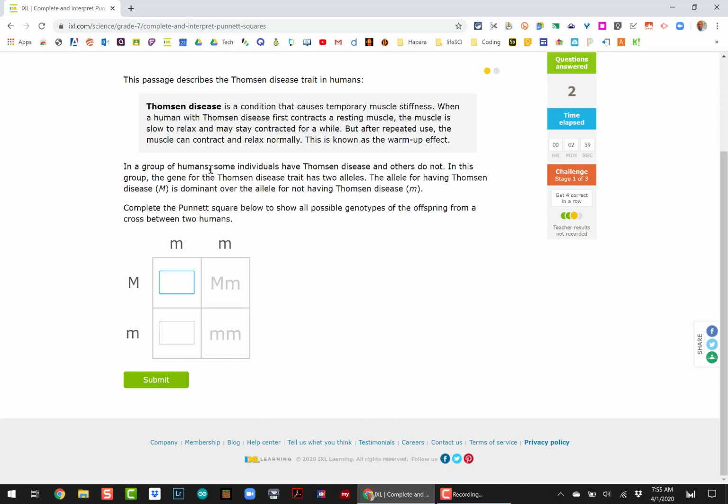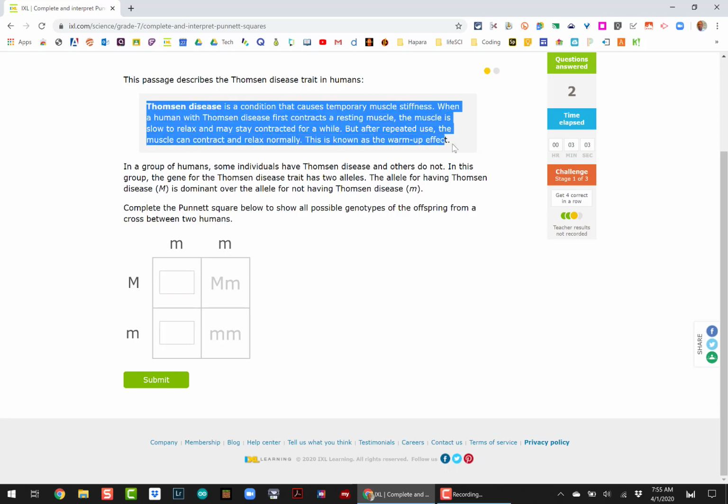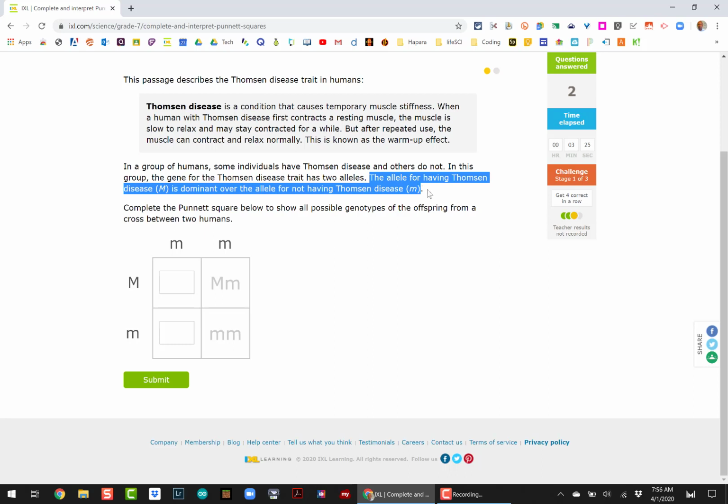Okay, so now let's take a look at this one. It says Thomson disease is a condition that causes temporary muscle stiffness. When a human with Thomson disease first contracts a resting muscle, the muscle is slow to relax and may stay contracted for a while. But after repeated use, the muscle can contract and relax normally. This is known as the warm-up effect. So let me take a look at this right here. It says the allele for having Thomson disease, capital M, is dominant. Complete the Punnett square.